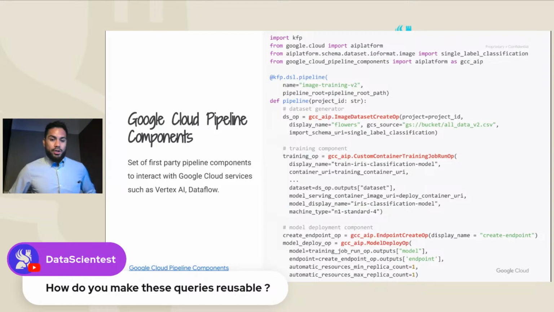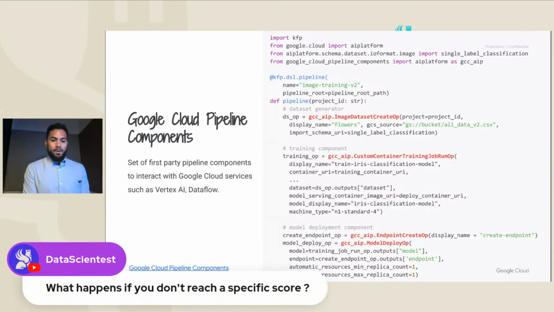How do you make these queries reusable? That's a great question. You can check them into a Git repository. There's different capabilities in BigQuery specifically to make those queries reusable, right? But essentially, you just treat those queries as code, right?